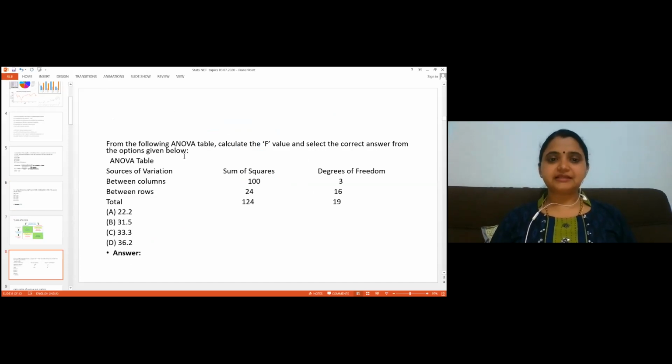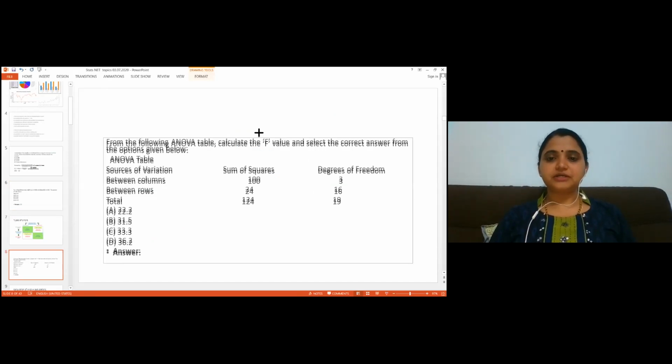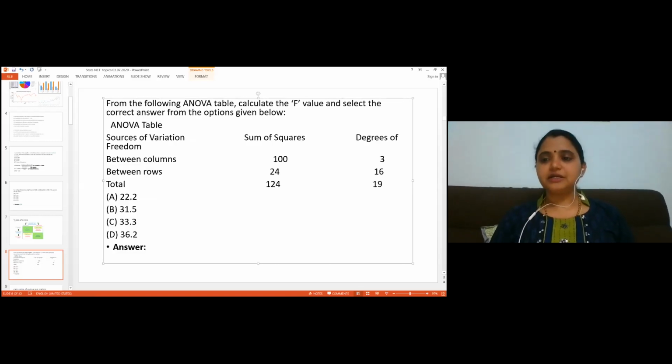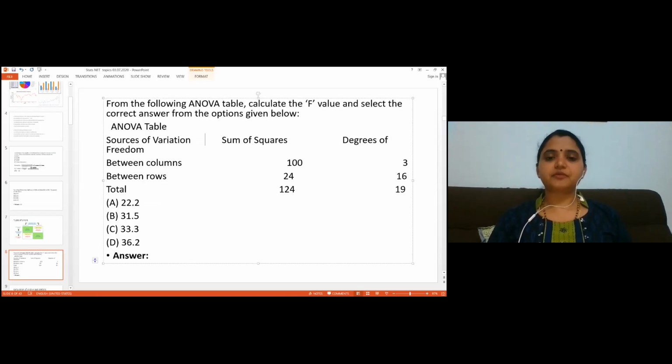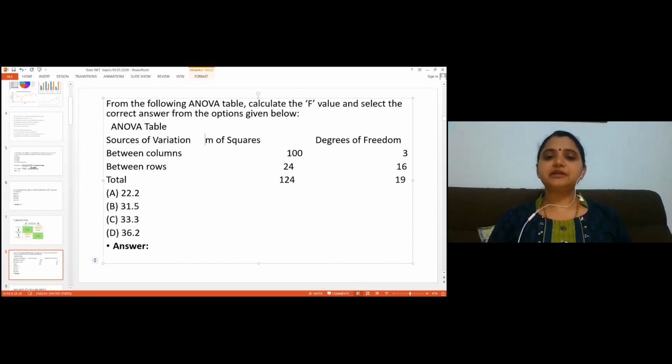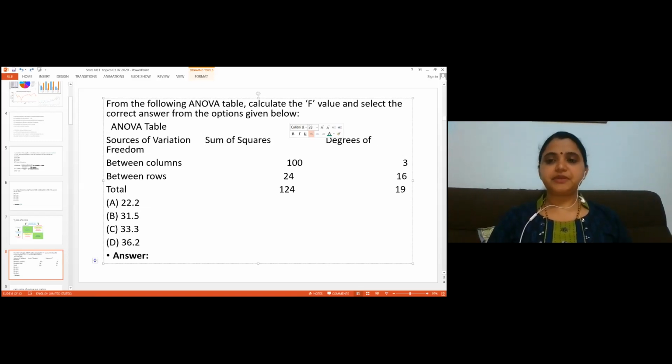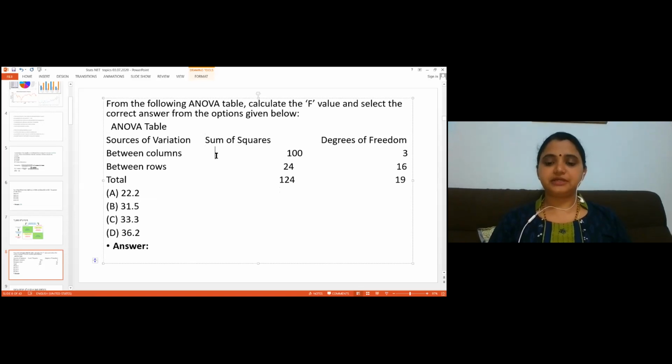The question is like this: from the following ANOVA table. Usually we all work with software, so the ANOVA table is generally provided like this. It will have 3-4 columns. One column will be sum of squares, another will be degrees of freedom, and then you will have the F statistic and the p value calculated. This is how it goes, right?